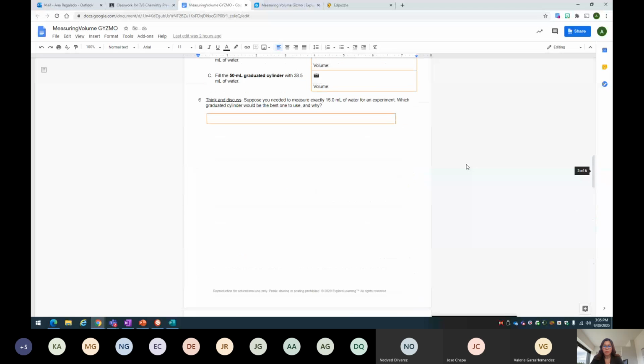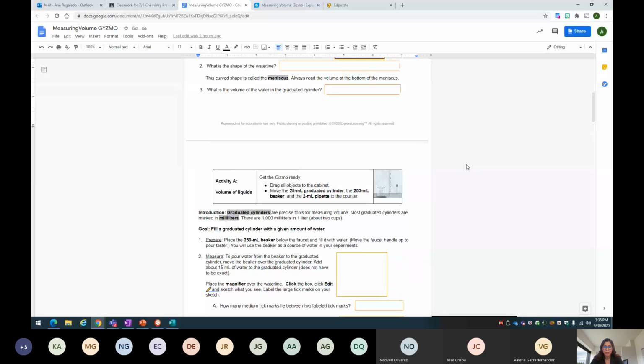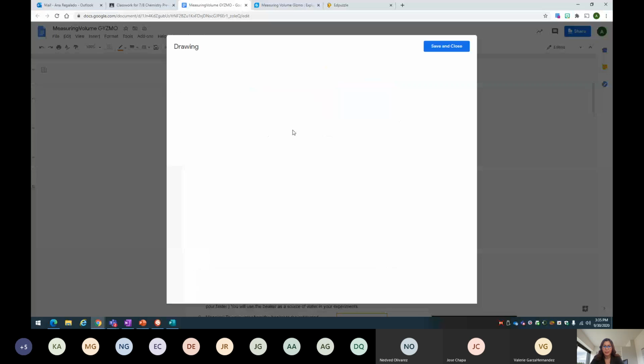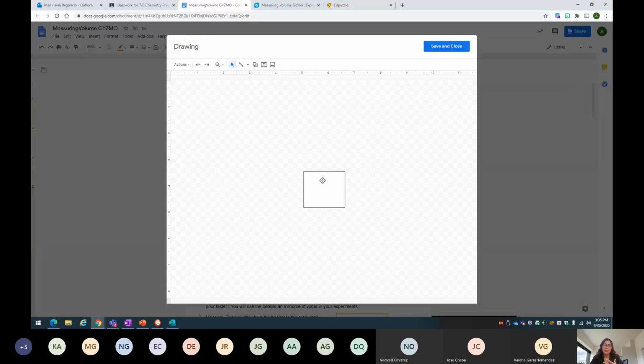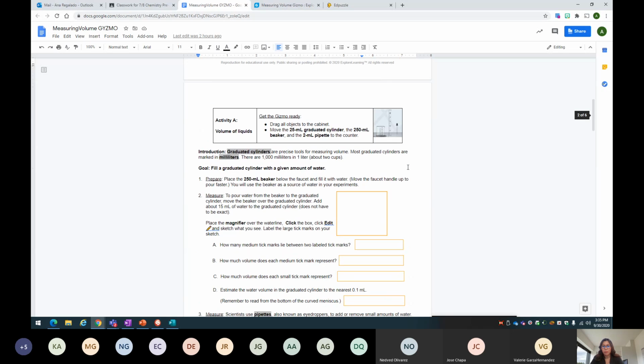The only thing that I won't ask you to do, because I found that it wasn't as simple as I thought it was, is here where it asks you to sketch. Don't worry about it. If you want to try it, you can. All you have to do is click here and then click edit, and it'll let you draw. But I found it very difficult, and since I couldn't do it, I'm not going to ask you to do it. If you want to try it, be my guest, but I'm not going to grade that part. Everything else I will grade.